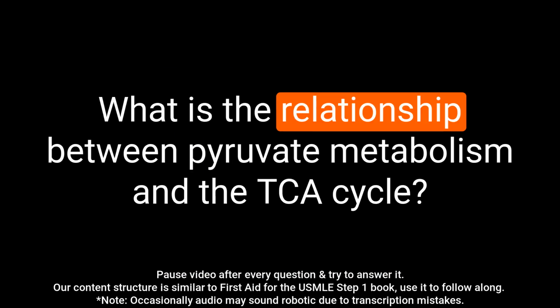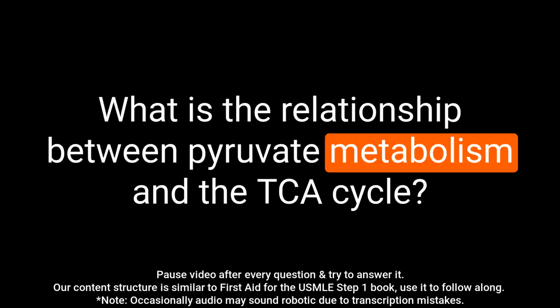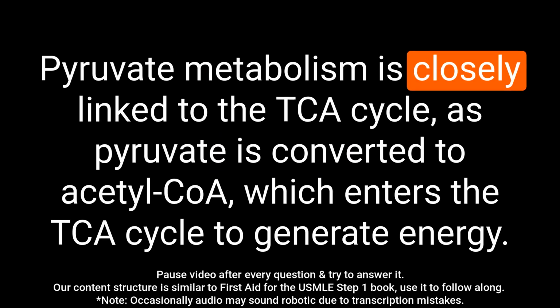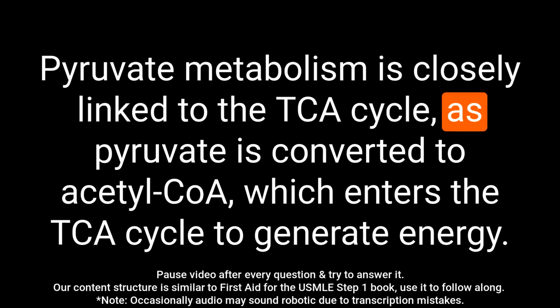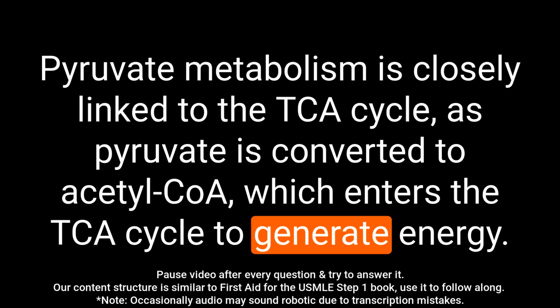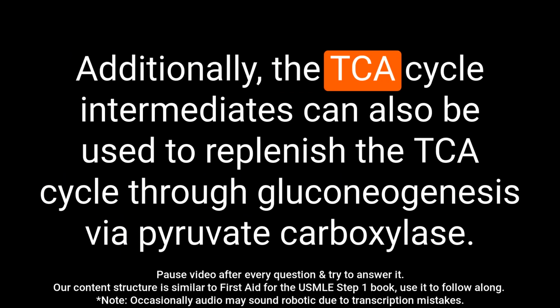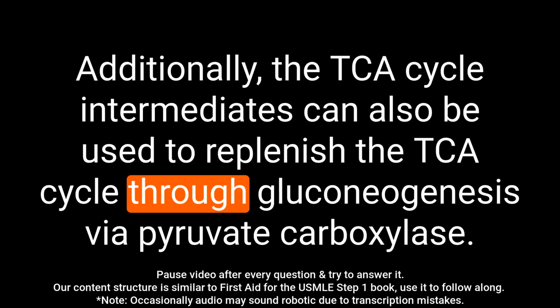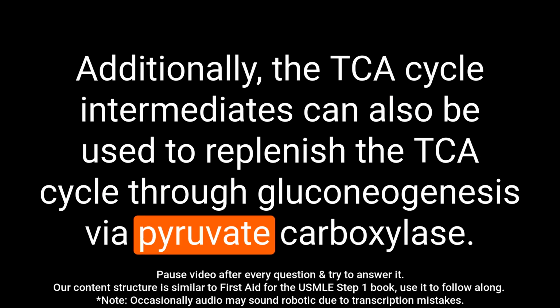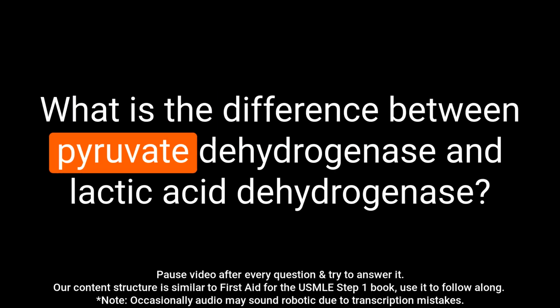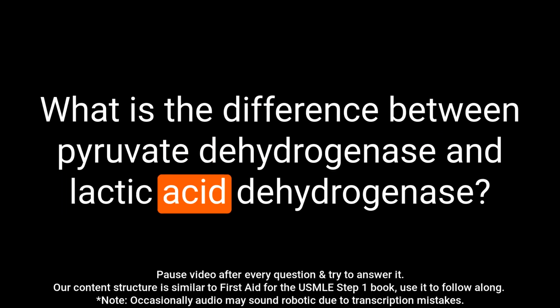Question: What is the relationship between pyruvate metabolism and the TCA cycle? Answer: Pyruvate metabolism is closely linked to the TCA cycle, as pyruvate is converted to acetyl-CoA, which enters the TCA cycle to generate energy. Additionally, the TCA cycle intermediates can also be replenished through gluconeogenesis via pyruvate carboxylase. Question: What is the difference between pyruvate dehydrogenase and lactic acid dehydrogenase?